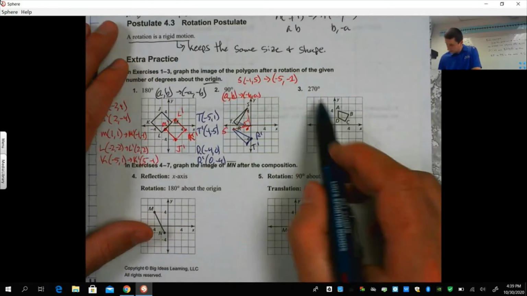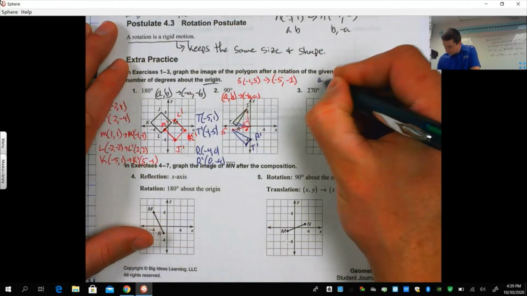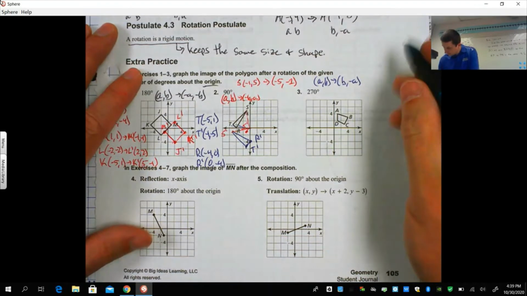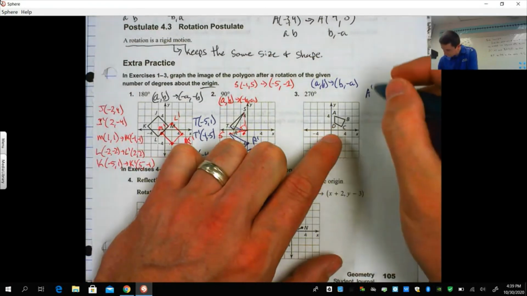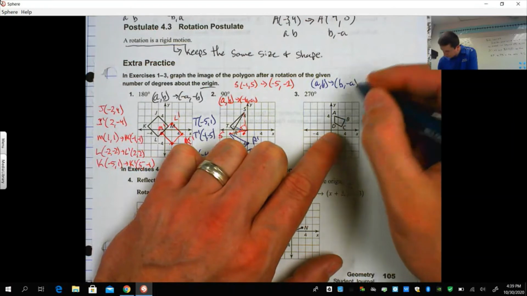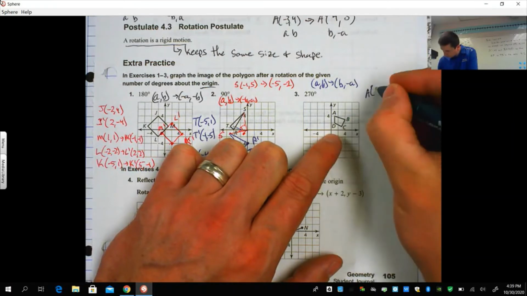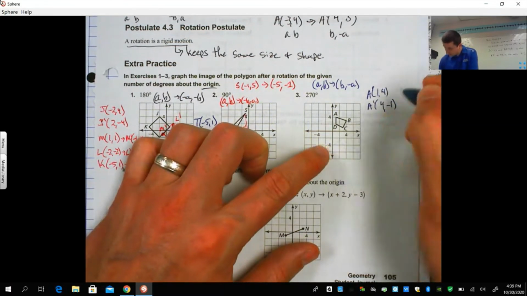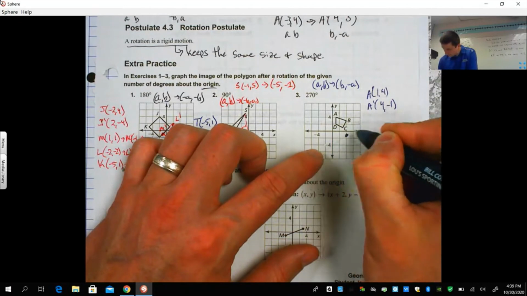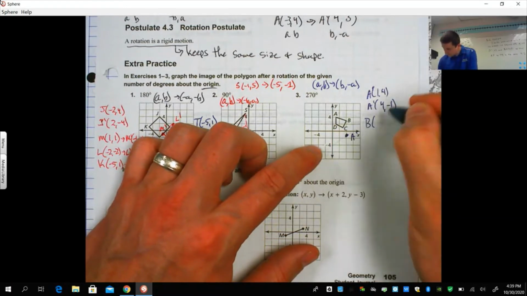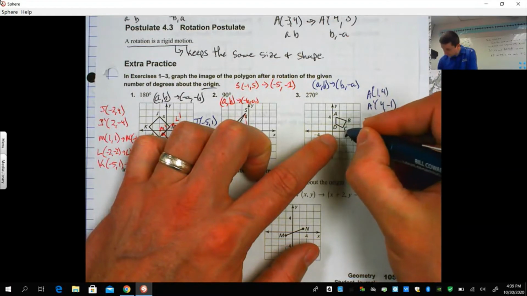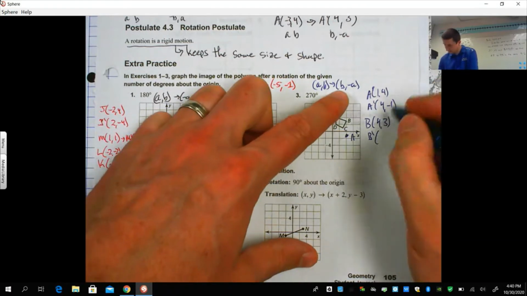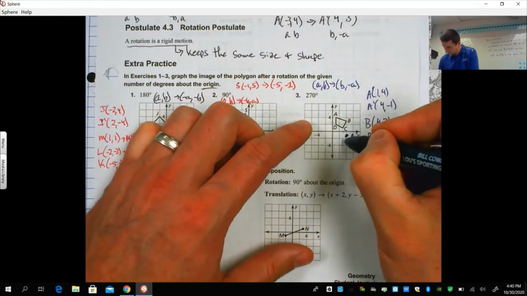Okay, 270. 270, the rule is A, B, goes to B, negative A. Again, getting that from the top of the sheet. So A prime is going to be at, A is at 1, 4. A prime, B, negative A, so that's going to be 4, negative 1. There's A prime. B is at 2, 4, 4, 3. B prime is going to be, I have to look again, B negative A, so 3, negative 4. There's B prime.